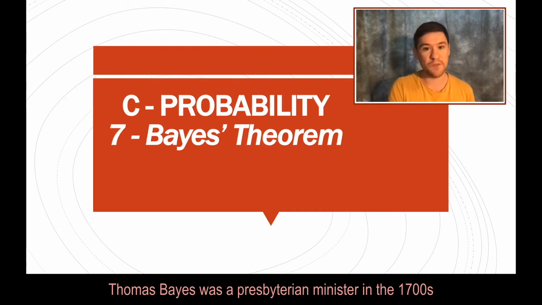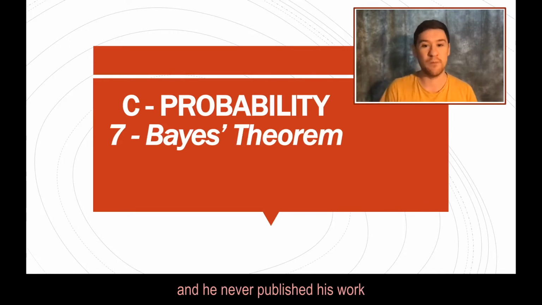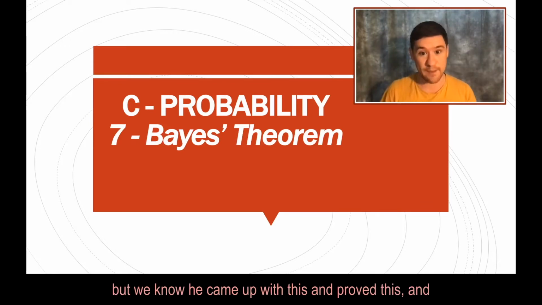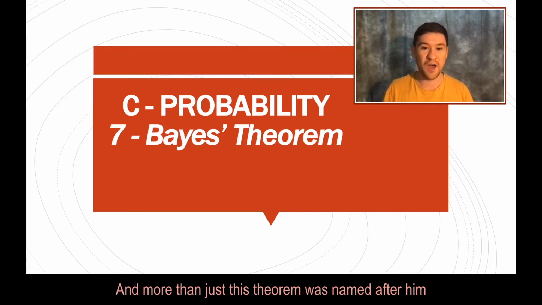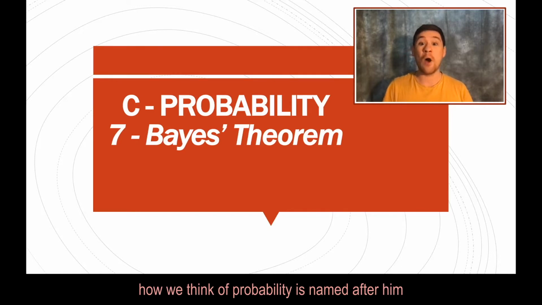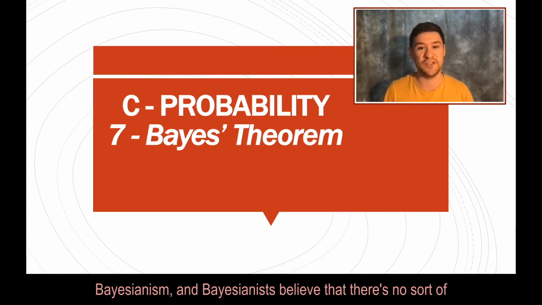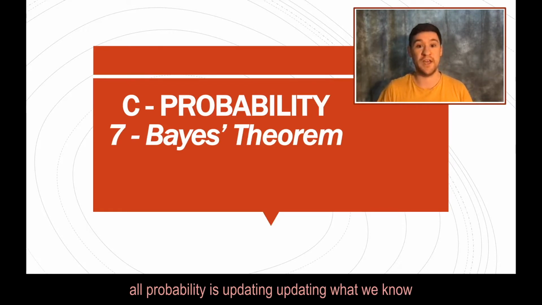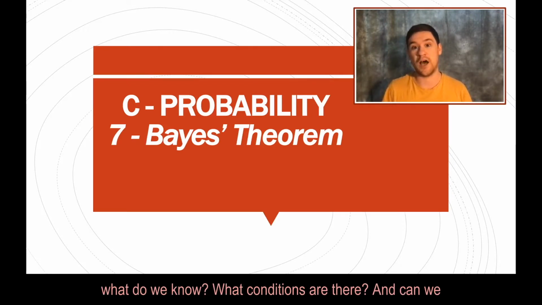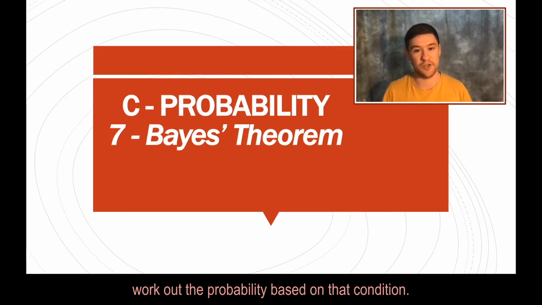A bit of background: Thomas Bayes was a Presbyterian minister in the 1700s and he never published his work. But we know he came up with this and proved this, and this theorem was later named after him. More than just this theorem was named after him, a whole philosophy around how we think about probability is named after him, Bayesianism. Bayesianists believe that there's no fundamental probability of an event occurring. All probability is updating what we know. What do we know? What conditions are there? And can we work out the probability based on that condition?